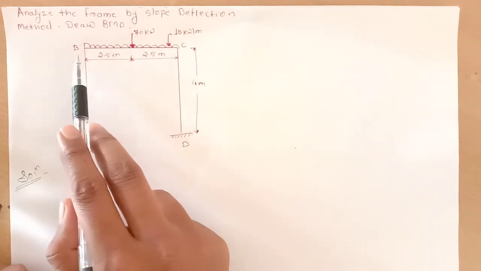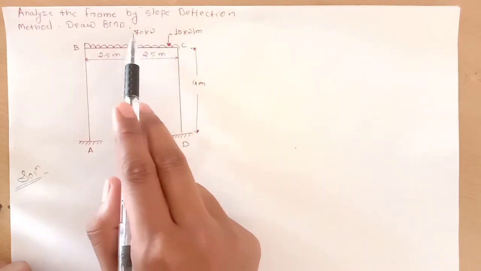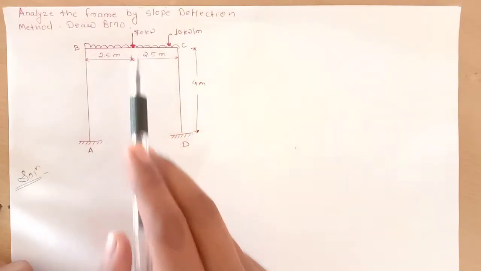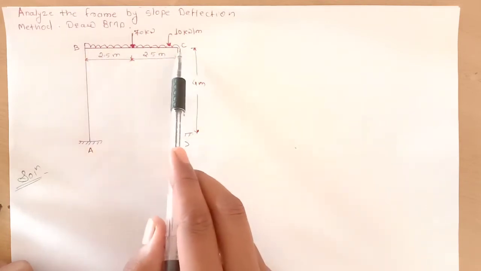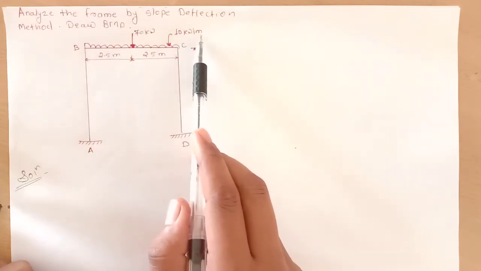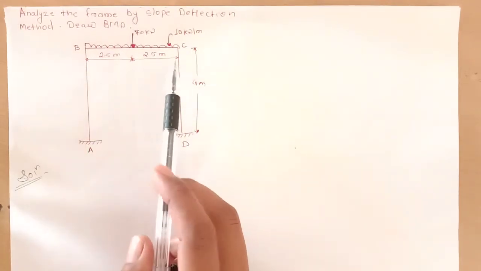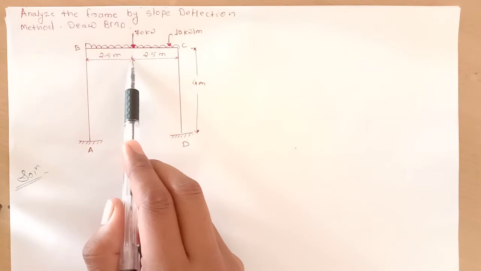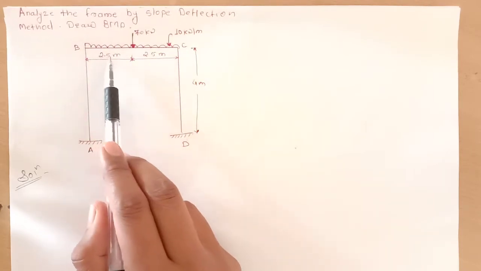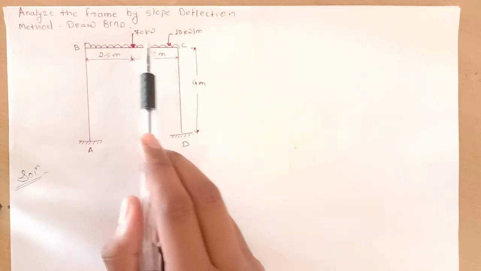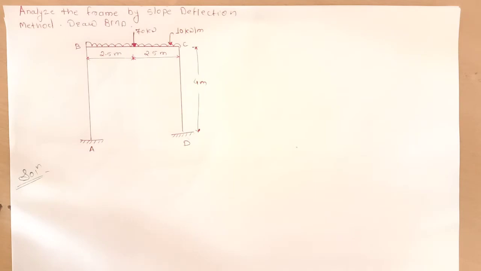Next, over the BC portion, a 70 kilonewton point load is acting, and over this BC member a 10 kilonewton per meter UDL also acts. Its total span is 5 meter. It is divided into two equal parts, that is, from B to the point load the distance is 2.5 meter, and from the point load to C the distance is 2.5 meter.